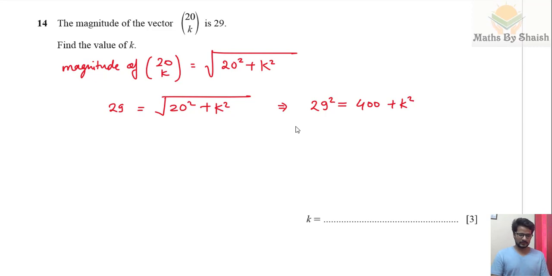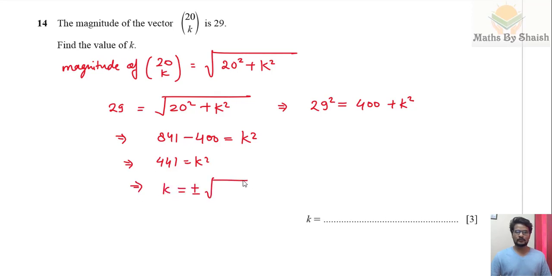And we will see what 29 square is. 29 square is 841, so this can be shifted to the left-hand side, and then k square is 841 minus 400, and that is 441 equals k square, and that's why k would be plus minus square root of 441, and that is plus minus 21. Since it is not given that it has to be positive or negative, I would write plus minus both, because it is true for plus 21 and minus 21 both.